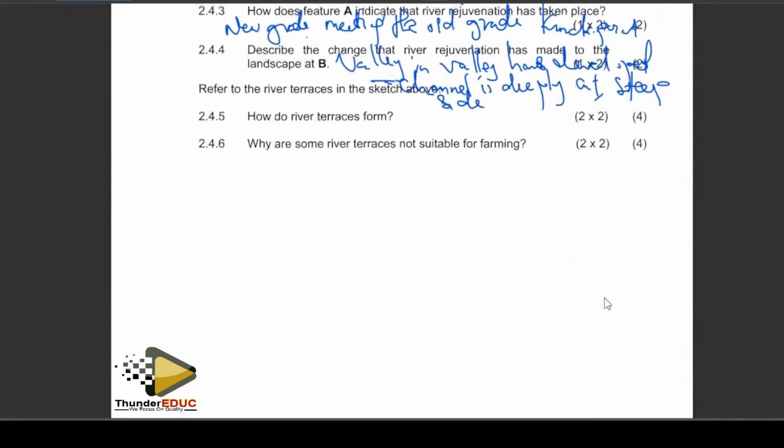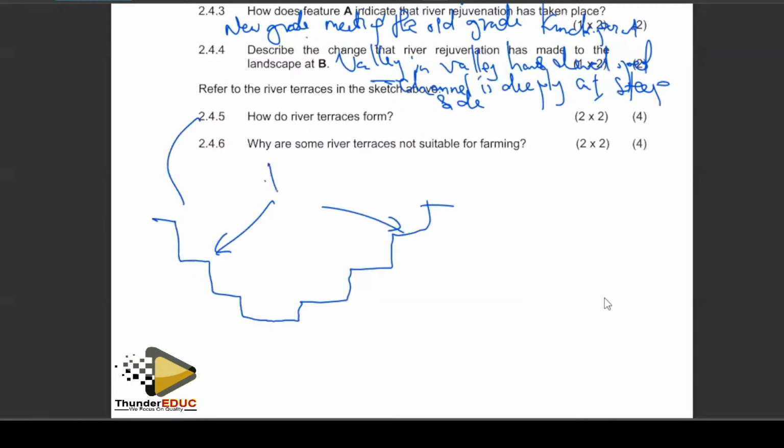Right. Refer to the river terraces in the sketch above. How do river terraces form? A terrace, basically, we are looking at a stepped arrangement. Maybe the new channel is there. These are the terraces that we are talking about. How do these terraces develop?